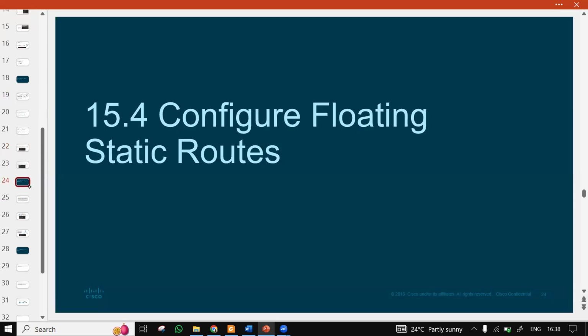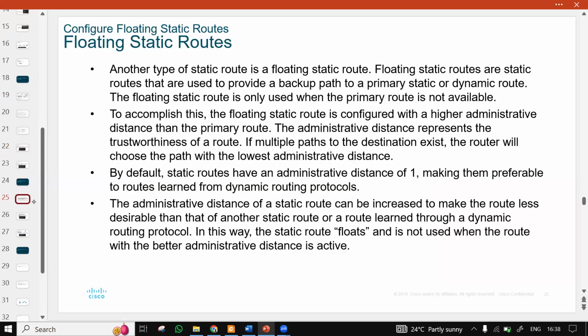Here we have configuring a floating static route. Right, when I say floating, it's just a backup. How does it become a backup? It's very simple. If your route is configured as a static route, for example, AD is equal to 1. That's a static route, AD equal to 1. You configured your default static route with AD equal to 1.